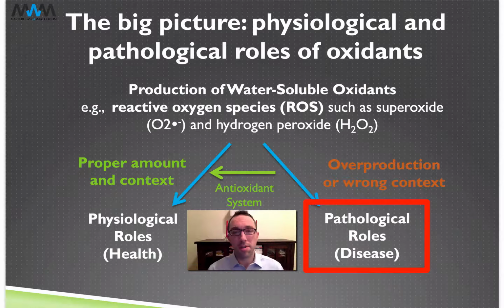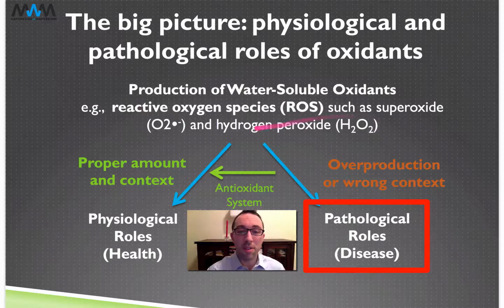We are now in our second video of a series on the antioxidant defense system, and the big picture that we've been moving forward with and that we're going to continue moving forward with is shown on the screen. This big picture is that water-soluble oxidants such as superoxide or hydrogen peroxide can play either helpful or harmful roles in the cell depending on the context.